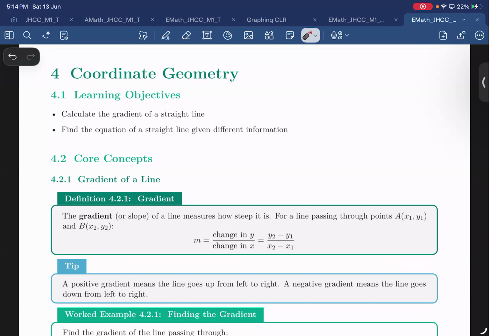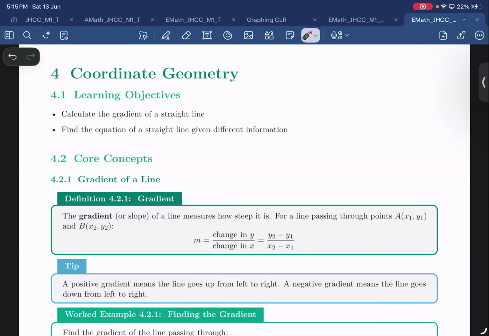So the first thing to know is really the gradient. The gradient or slope of a line is how steep it is. It's like, as the x increases, how does the y change? So if your line passes through 2 points, x1, y1 and x2, y2, then your gradient is simply change in y divided by change in x. Or in other words, it's rise over run. Rise is the change in the vertical direction, the change in y, and your run is the change in x, the horizontal direction.